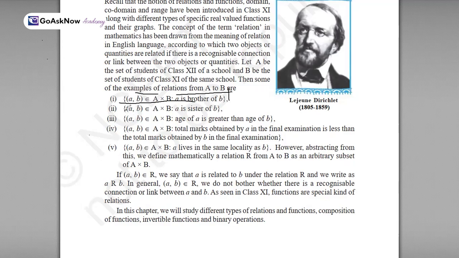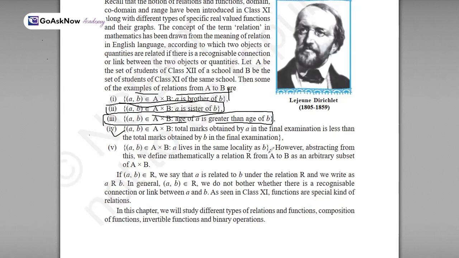Similarly, another relation is (a, b) where a is a sister of b. This is another type of relation on A cross B. All these relations are subsets of A cross B, which I told you previously, that a relation is a subset of the Cartesian product of two sets. Similarly, another relation is (a, b) where the age of a is greater than the age of b. The fourth one is also a relation: the total marks obtained by a in the final examination is less than the total marks obtained by b in the final examination.